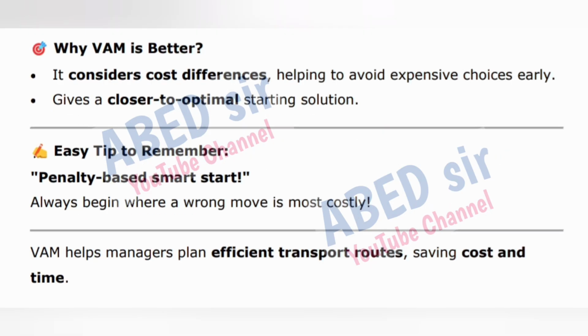Why is VAM better? It considers cost differences, helping to avoid expensive choices early. It gives a solution closer to optimal as a starting point. Easy tip to remember: penalty-based smart start. Always begin where a wrong move is most costly. VAM helps managers plan efficient transport routes, saving cost and time.